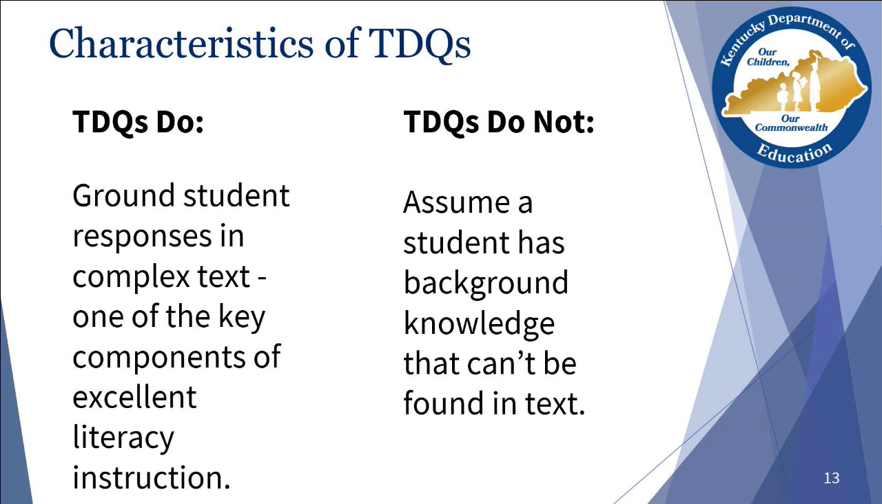However, text-dependent questions do not assume that students have background knowledge. And so there's a huge equity piece there. We want to make sure that all students have equal access to the text. When you're asking questions, and we'll look at some examples today, that really require a lot of background knowledge, all students aren't starting at that same point. So we want to make sure that all students are able to access that text and they're all starting at that same entry point.